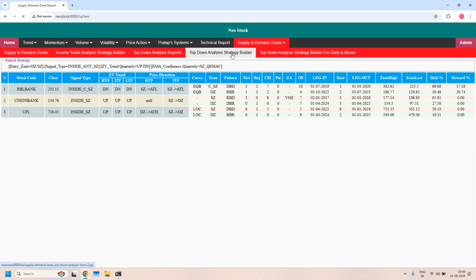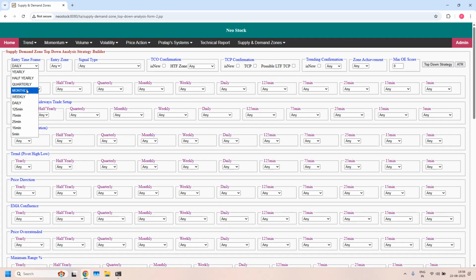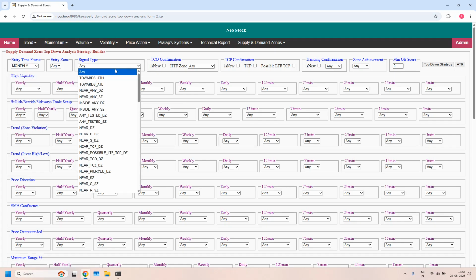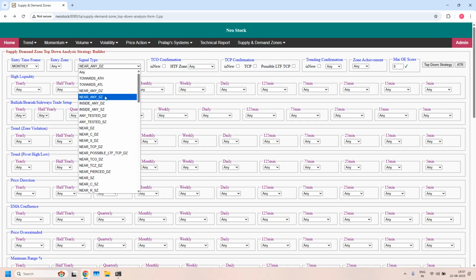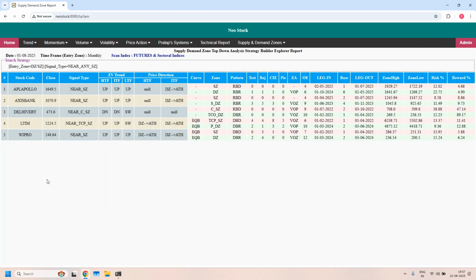Next time frame is monthly. Stocks near to the monthly demand zone. We got 3 stocks. Next, stocks near to the monthly supply zone. We got 5 stocks.